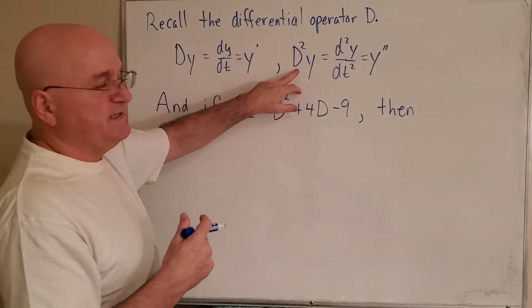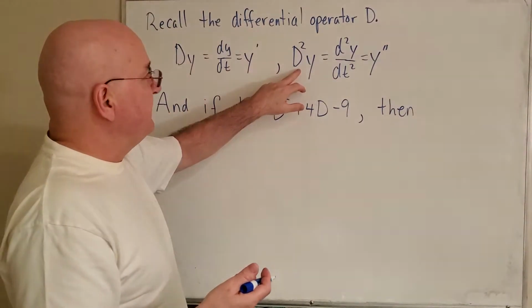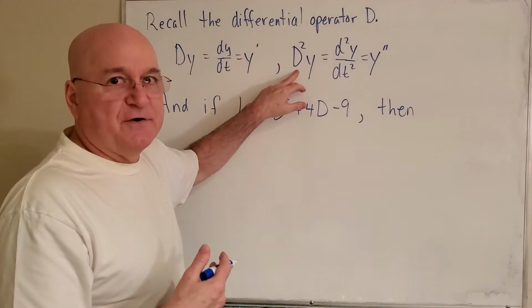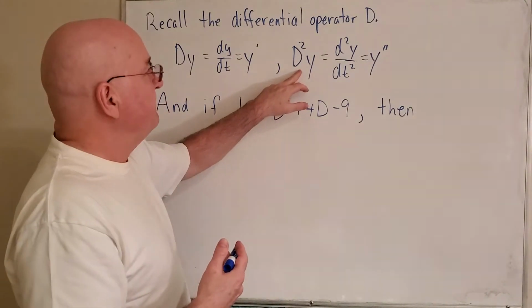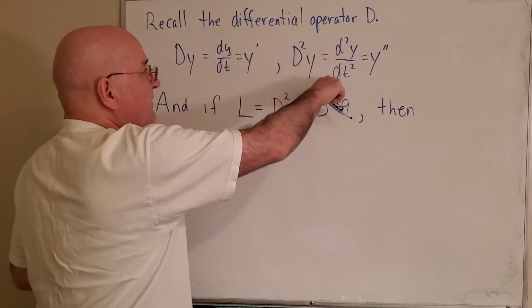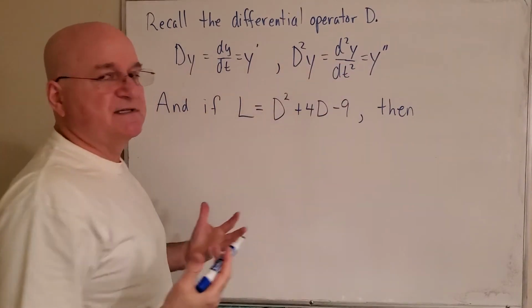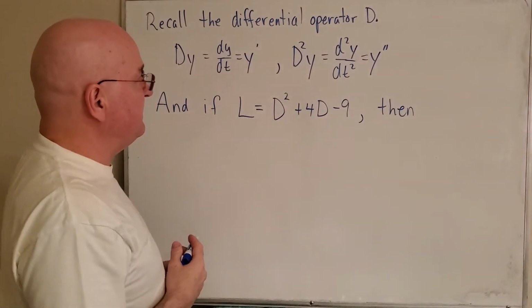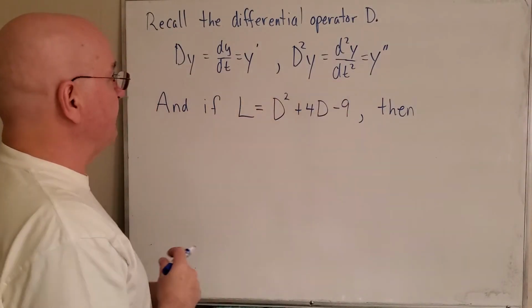Second derivative, we would say D squared y. And again, it's not a variable D squared, it's an operator being applied to y. So that would be d squared y over dt squared, which is the second derivative of y with respect to t, and we'll just call that y double prime.